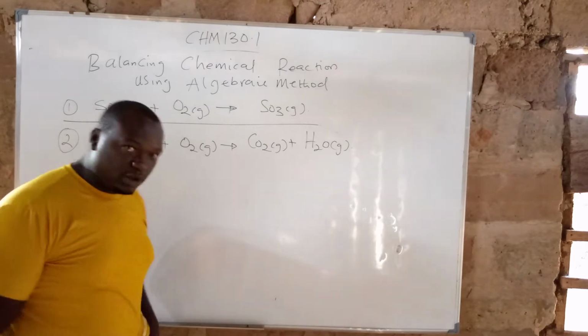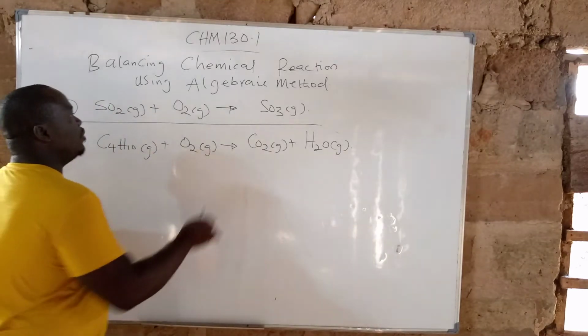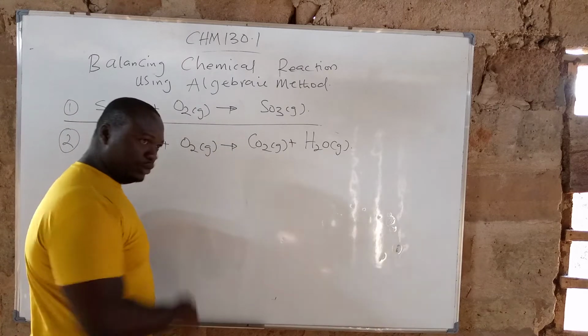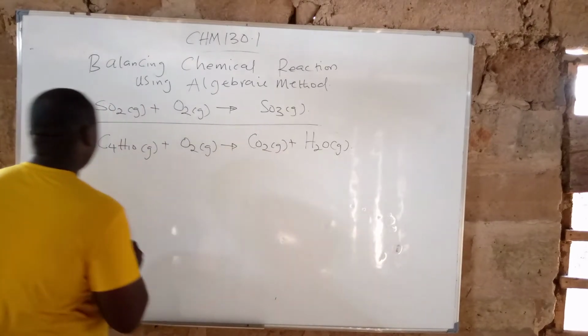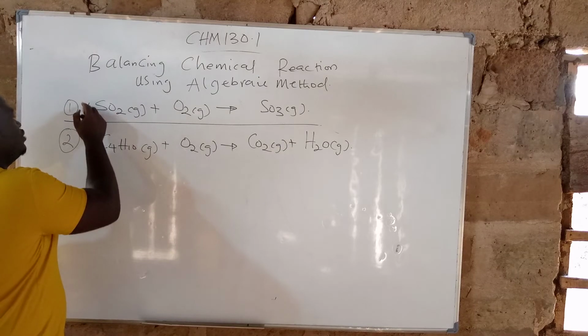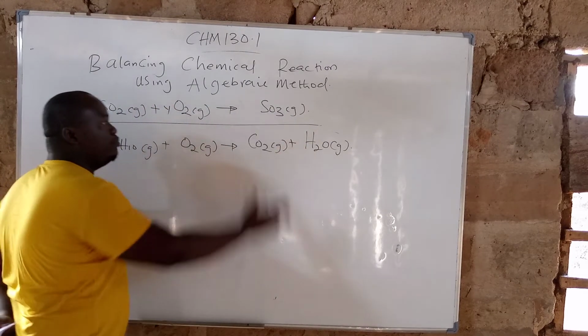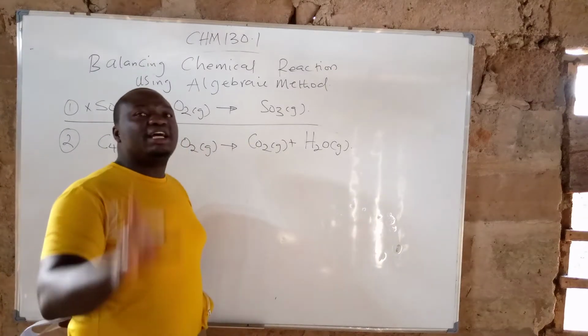Pay attention very well, please. If you have one product here, that means you will not put any variable on the product. The variables are that I'm going to come here and name this one X, here Y, and Z. But if we have only one product, you will not put any variable.